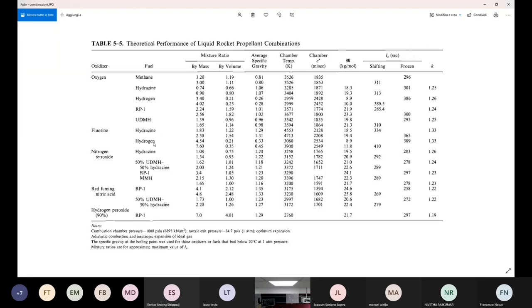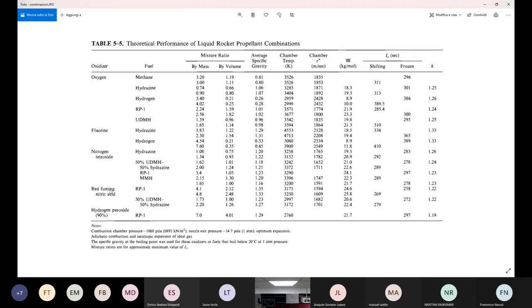Fluorine, we have mentioned both hydrogen and hydrogen. And nitrogen tetroxide is typically used with hydrazines. So you see hydrazine, and this is Aerozine 50, 50% UDMH, 50% hydrazine, and MMH. Then you have also the possibility to use this in combination with RP1, but typically it has not been used in this combination.